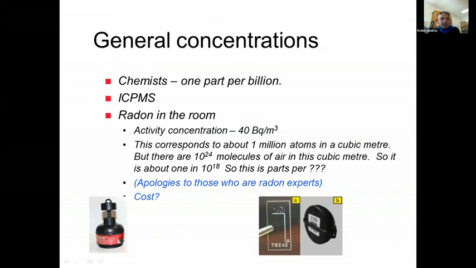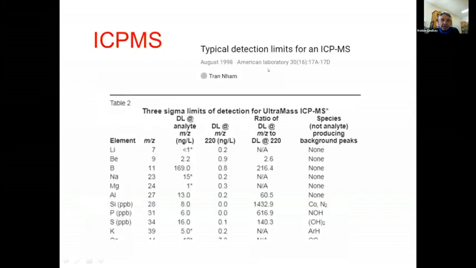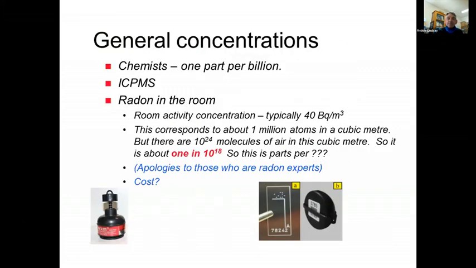So what sort of concentrations can one measure in life? Well, if you talk to a chemist, they usually work in parts per million. That's a typical thing that a chemist is interested in. Or if they're really good and they use ICP-MS, then they would say, well, we can actually measure at levels of parts per million or parts per billion. There you've got nanograms per liter, things like that. That's the sort of stuff which a chemist will tell you they can do.